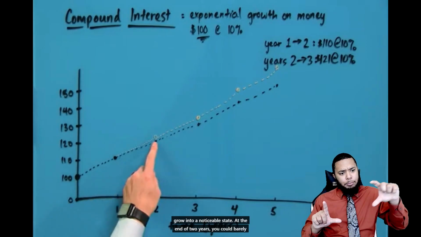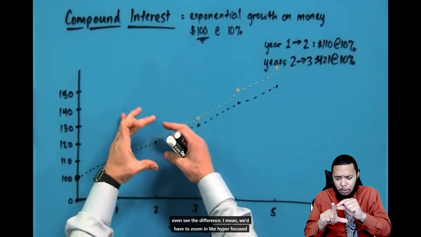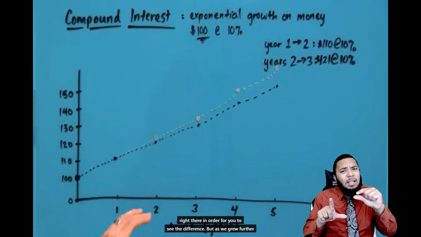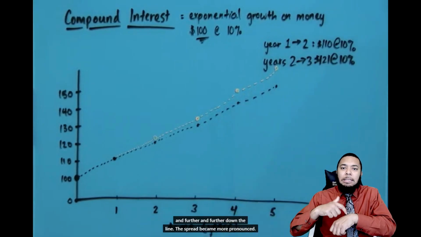You see, it took 4, 5, 6 years for this spread to actually grow into a noticeable state. At the end of 2 years, you could barely even see the difference. I mean, we'd have to zoom in, hyper-focused right there, in order for you to see the difference. But as we grew further and further down the line, the spread became more pronounced.